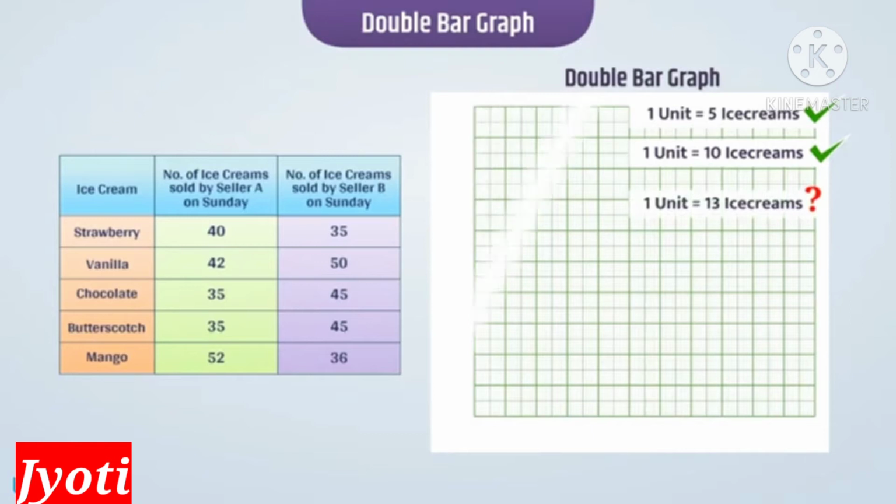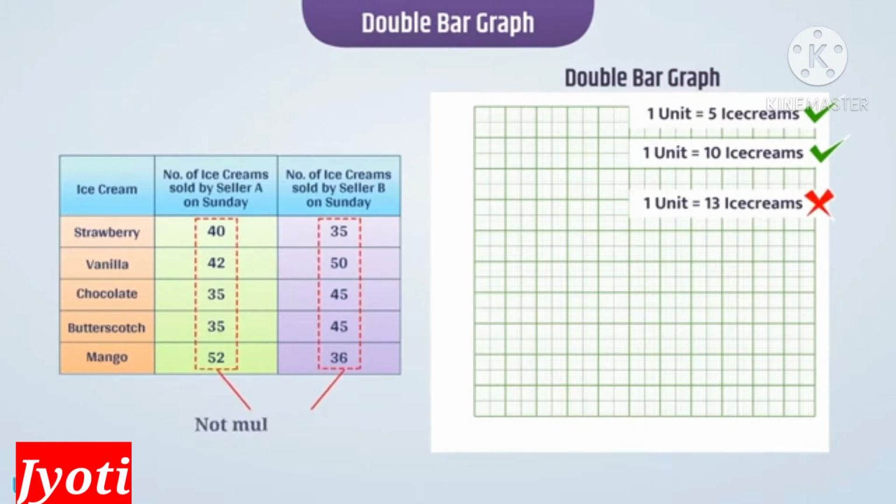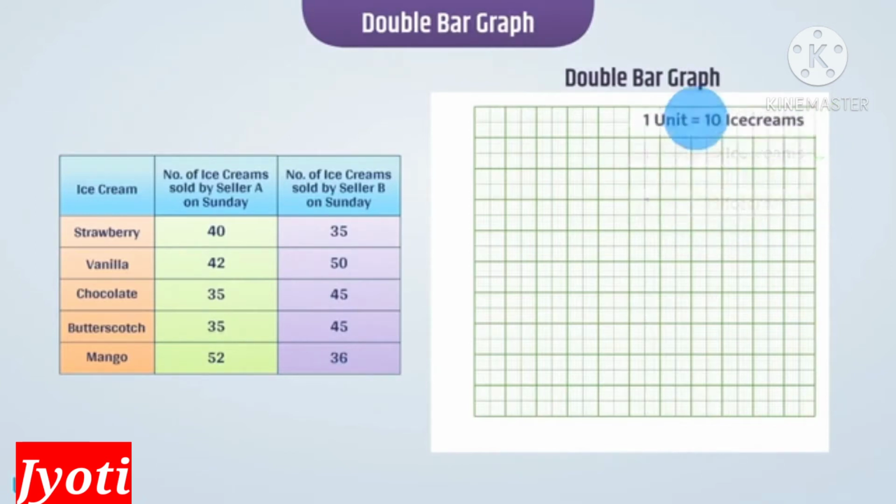Can we choose 13 here? Think about it. No, since given values are not multiple of 13 or they cannot be easily represented, therefore, we cannot take 13 as the value of unit length. We will choose 1 unit length is equal to 10 ice creams.